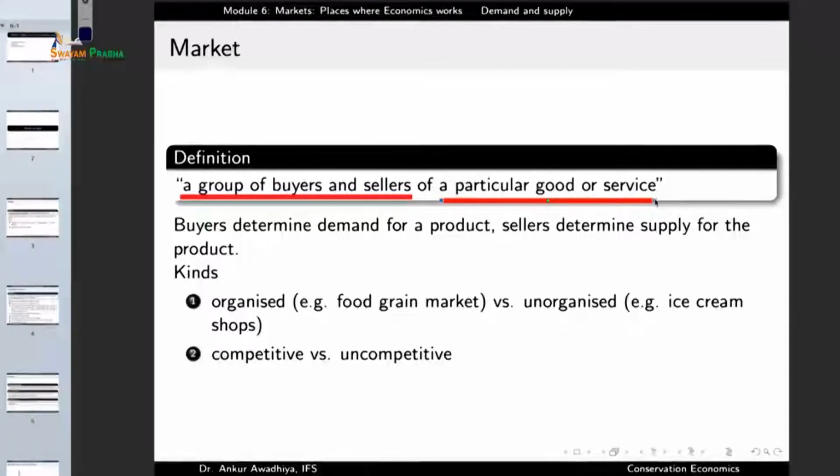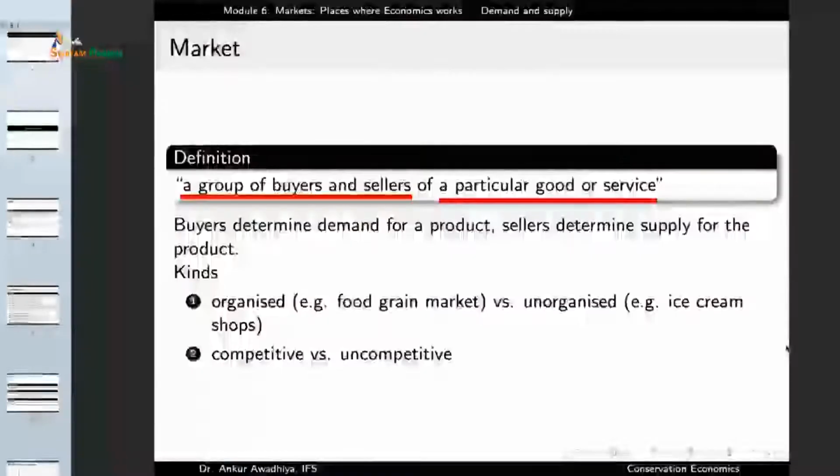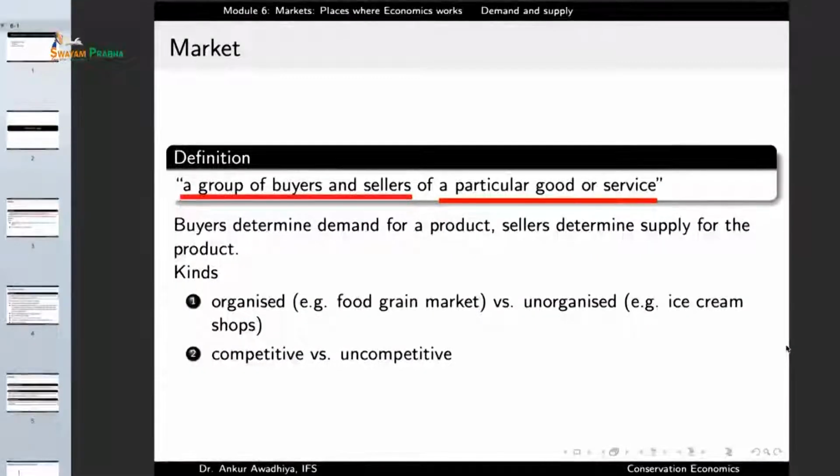or service, which means that there can be different markets for different goods and services. So, for instance, we can have a market for food grains, we can have a market for gold, we can have a market for selling and buying stocks, and so on. So, it is a group of buyers and sellers of a particular good or service.